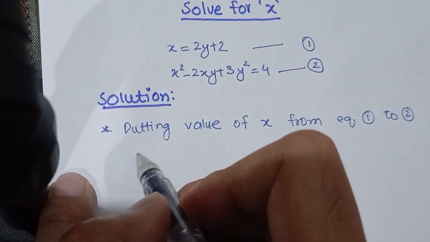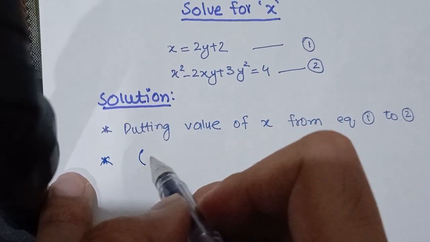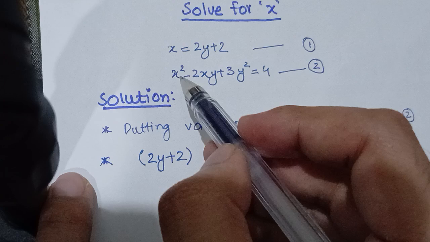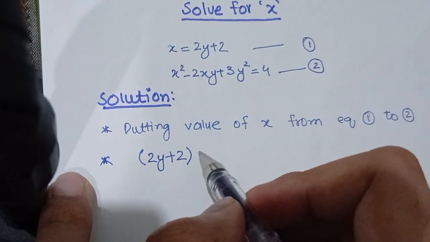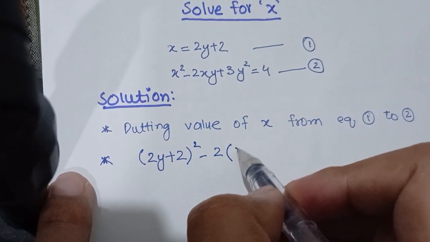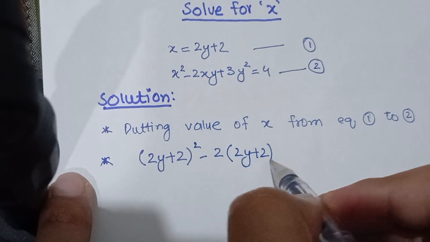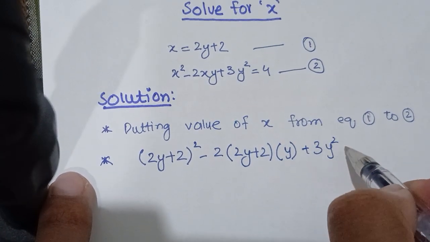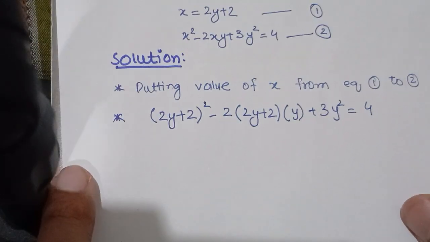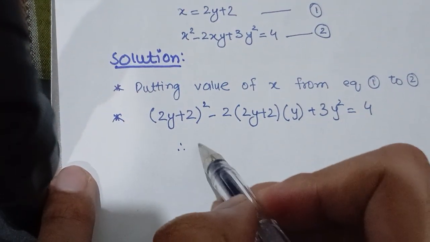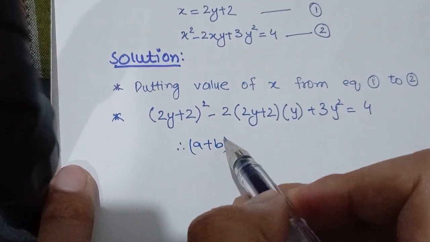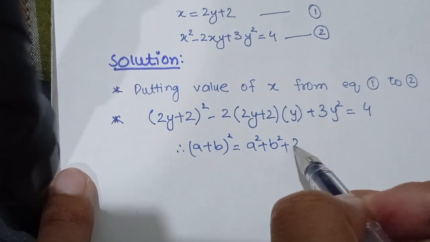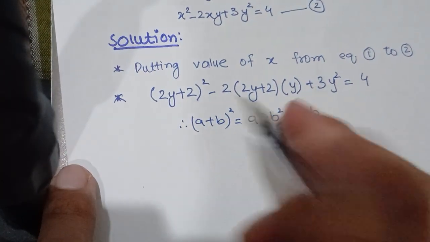So equation number 2 will become: in the place of x we are placing this value, (2y plus 2) square minus 2(2y plus 2) into y plus 3y square is equal to 4. So we will open this square. We will write (a plus b) whole square is equal to a square plus b square plus 2ab.